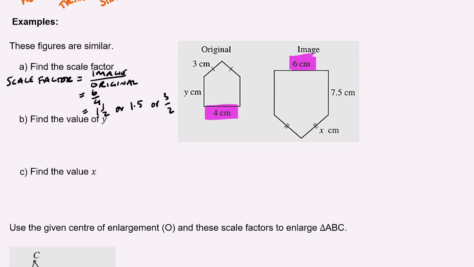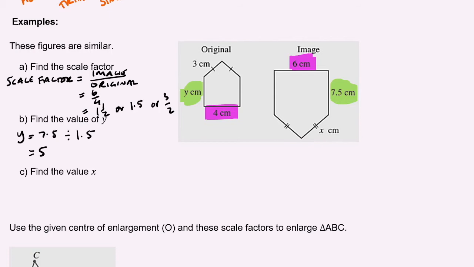So the y is this one here, and I want it to correspond with this 7.5. Now I'm going backwards for this one. So I'm going to divide this time 7.5 by 1.5. So y equals 7.5 divided by 1.5. And if you're quick enough with a calculator, whack that in and you should get the answer of 5.